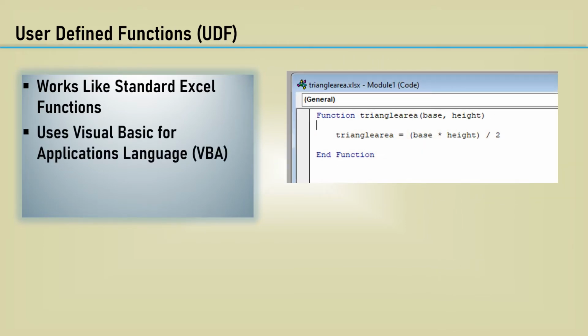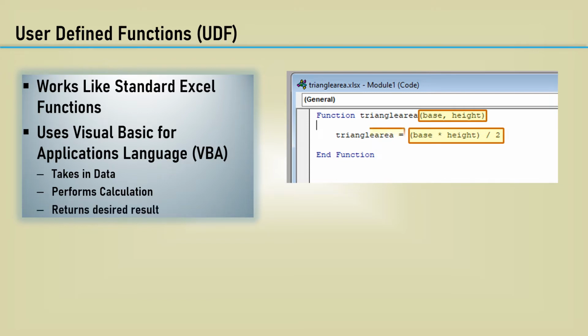So what is a user-defined function? They work just like standard Excel functions, except you define how they work. It uses the Visual Basic for Applications, or VBA, programming language. It takes in data as arguments, like ordinary Excel functions. It performs some sort of calculation or process on the input arguments, and returns the desired result.